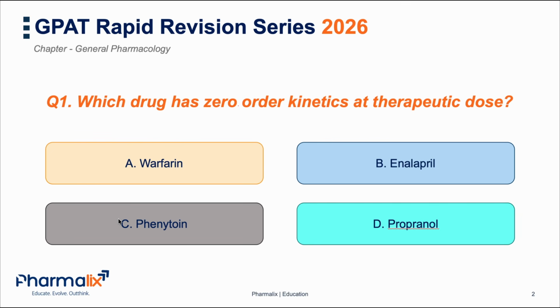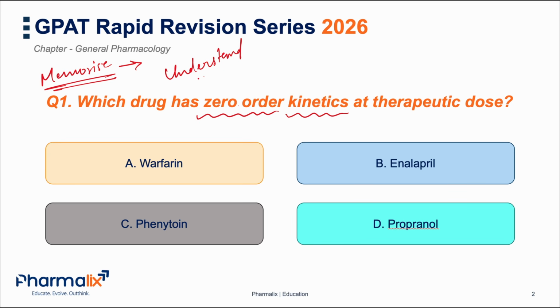So the first question is from general pharmacology and it says, which drug has zero order kinetics? First, there are a few things which you need to memorize, which I will tell you later, and there are a few things where you need to understand the concept behind the pharmacology. So which drug has zero order kinetics at therapeutic doses? Okay, so zero order kinetics.